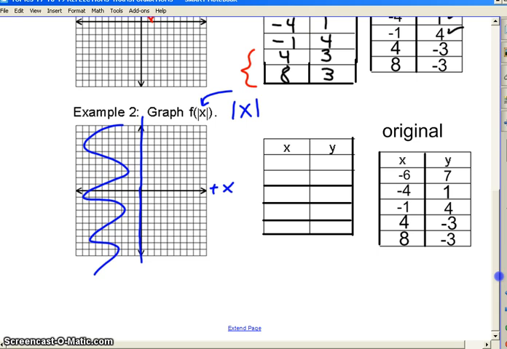That's negative. Okay, so look at my original points. Which points are going to change? Negative 6 is going to be positive 6, and the y stays the same. Negative 4 is going to become positive 4. Negative 1 is going to become positive 1. These 2 points get to stay the same because they were already positive.